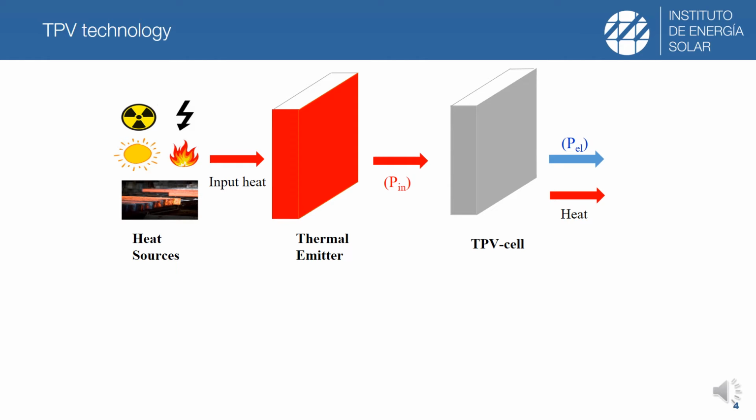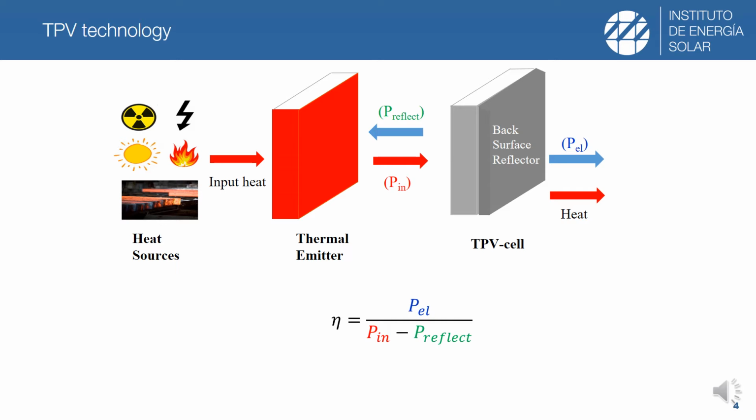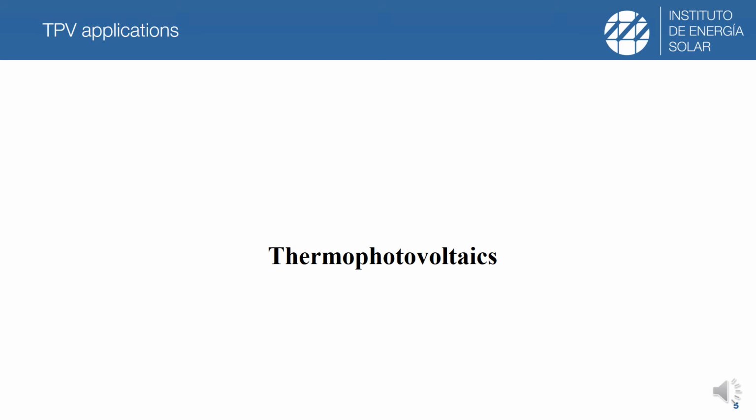So in the case of having a back surface reflector at the backside of the TPV cell, photons with energy lower than the bandgap can be reabsorbed by the emitter, not contributing to efficiency losses. In fact, if you take a look at the definition of efficiency for a TPV system, you can see that there are two main ways of increasing the efficiency of the system, by increasing the electrical output power, but also by increasing the reflective power.